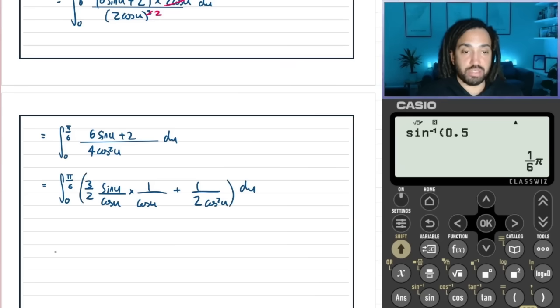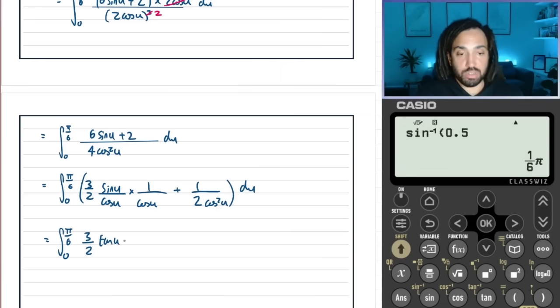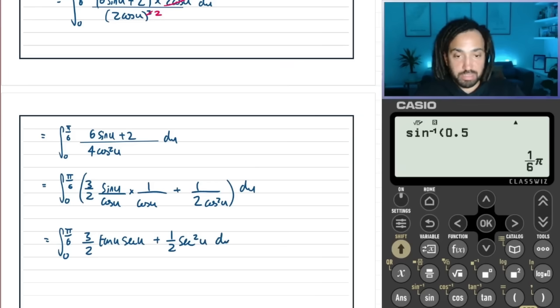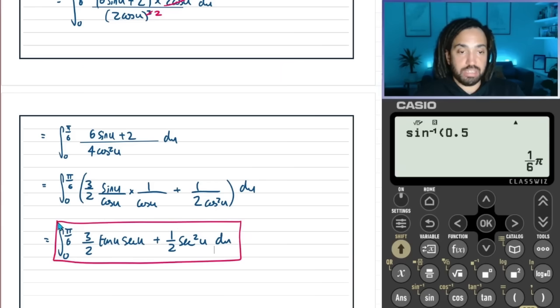Okay, great. So now we are finally ready to write it exactly how we've been asked. And that is 3 over 2 sine over cos is tan, times by 1 over cos is sec. And then here we've got a half of, and then cos squared on the bottom means sec squared on top. Perfect. So that's what we've been asked to do. And that's good. And now the next part of the question, I believe, is just asking us to integrate it.